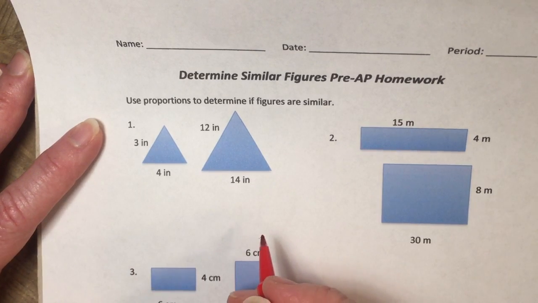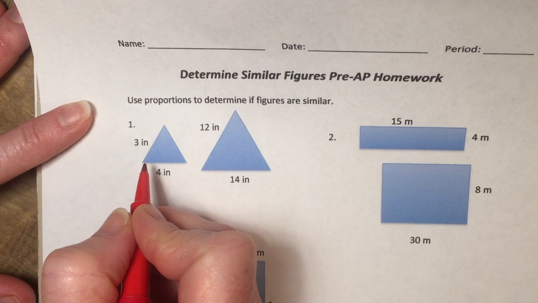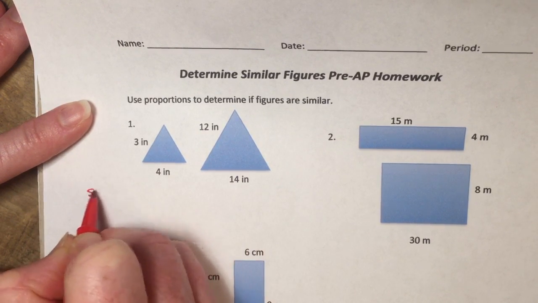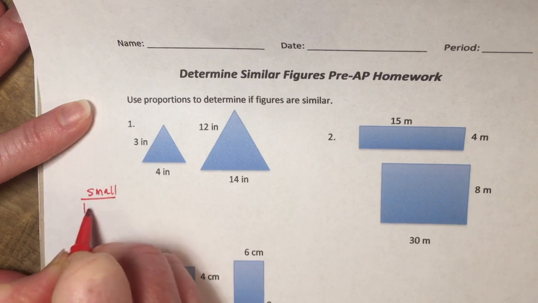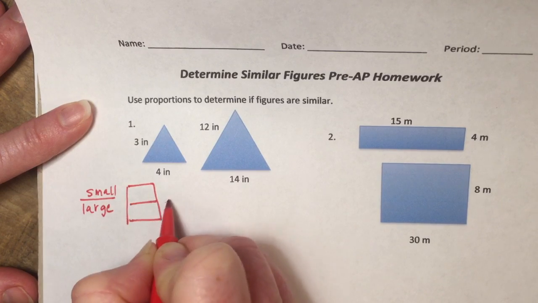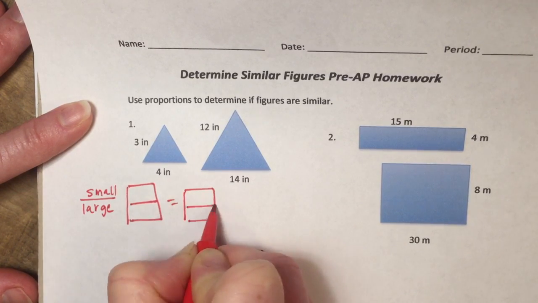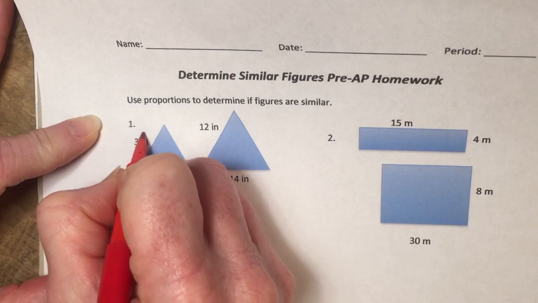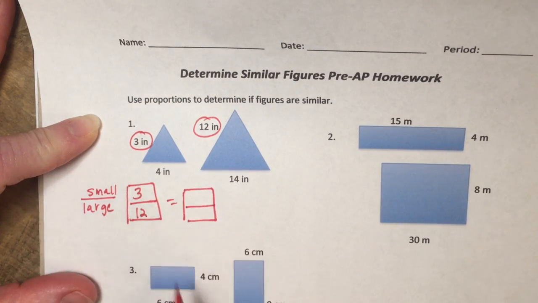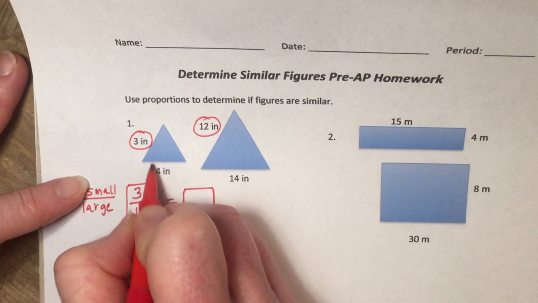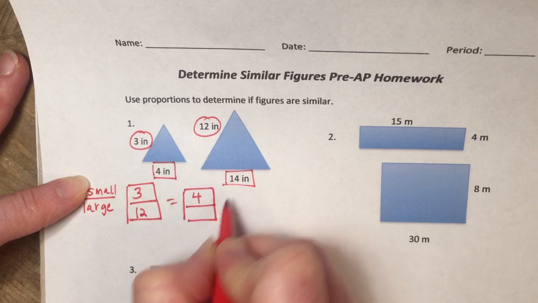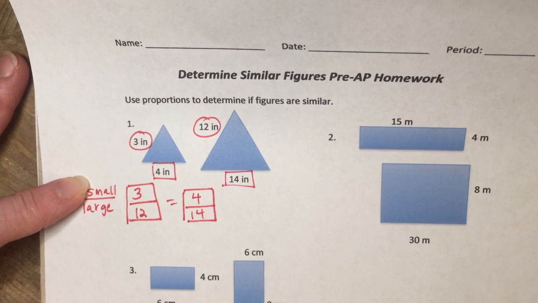I'm going to start with the first side. I'm going to do the small triangle and compare it to the large triangle, and set up my boxes this way. I'm going to pick a side on the small triangle, 3 inches, which corresponds to 12 on the large triangle. Then I go back to my small triangle and pick a side, which corresponds to the 14 on the larger triangle. So I've set up my proportion.